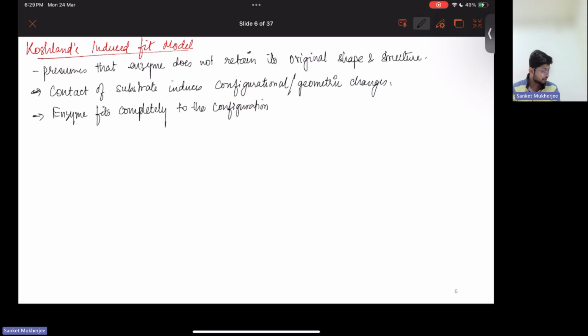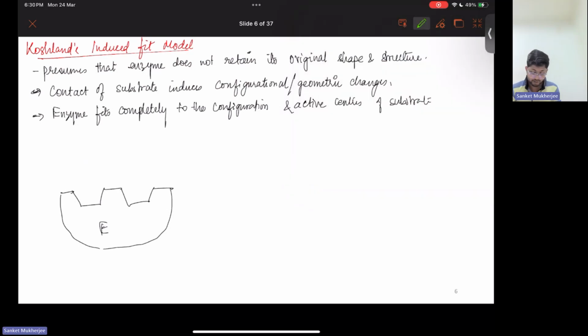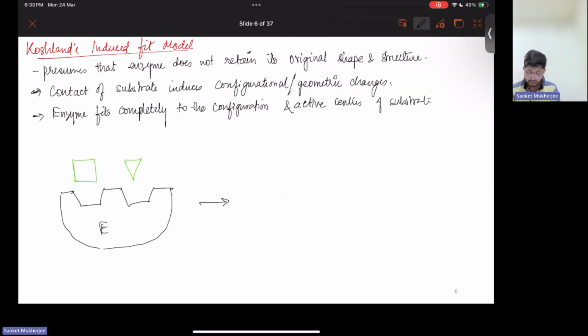I'll show a diagram and it will be more clear in this way. So what happens is, let's say this is the enzyme, and the enzyme has a structure like this. Let's say this is the enzyme, right? And there could be different substrates. Substrates could be like this, and they could be like this. They have a different structural conformation. What happens is the enzyme retains the shape of the substrate.